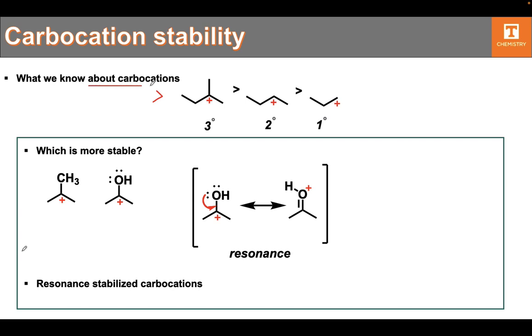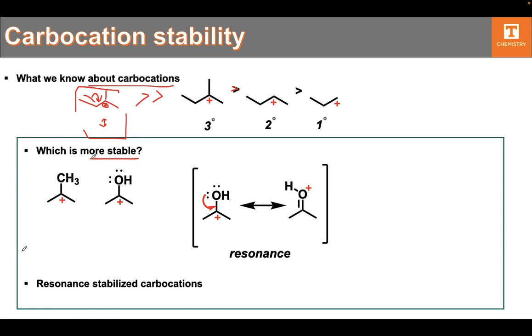So what we know about carbocations and carbocation stability is going to determine the product that is formed. And we know that tertiary carbocations are more stable than secondary and primary carbocations. But what if we have a double bond next to that carbocation? Well, if we have a double bond here, it's actually going to produce a resonance structure. And because this is now resonance stabilized, this is going to be more stable than the tertiary carbocation.